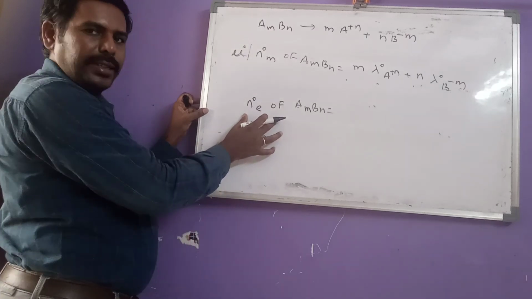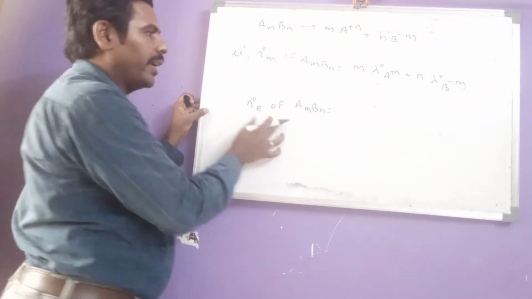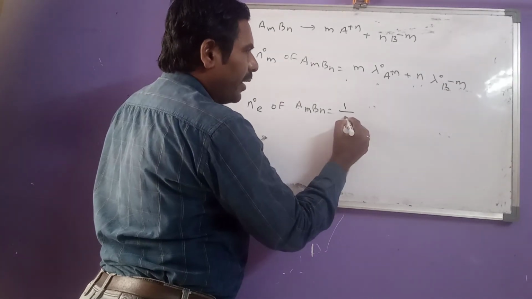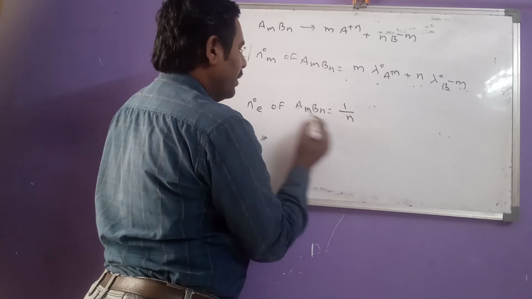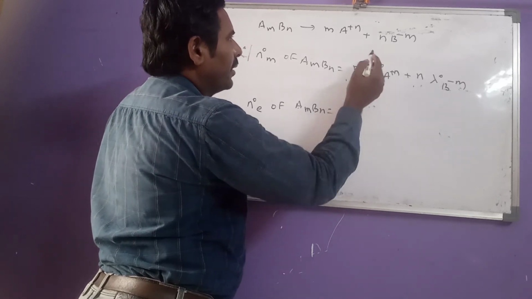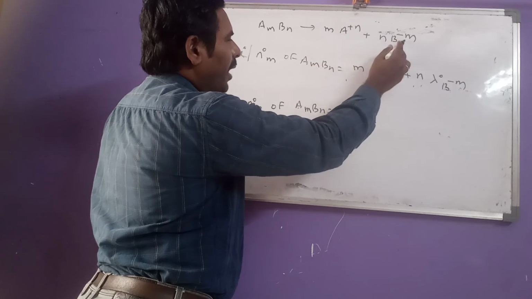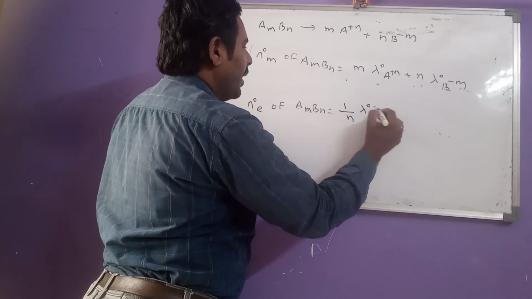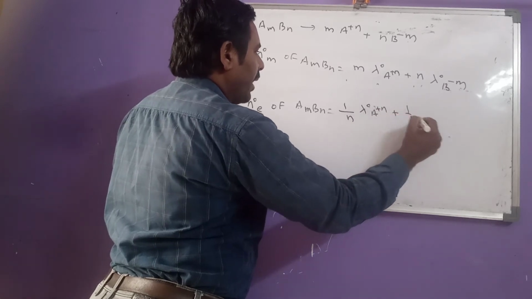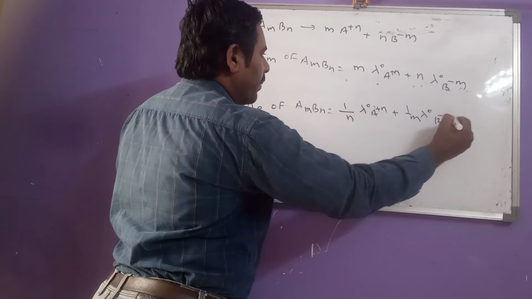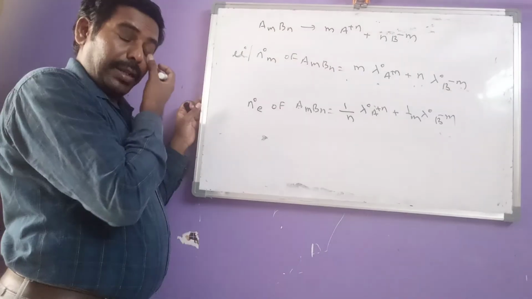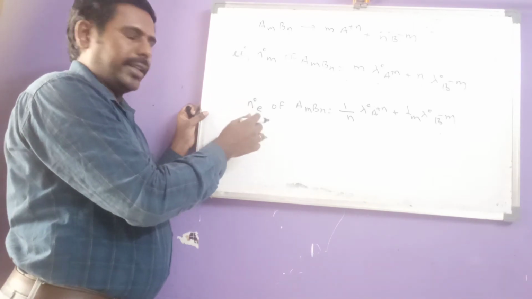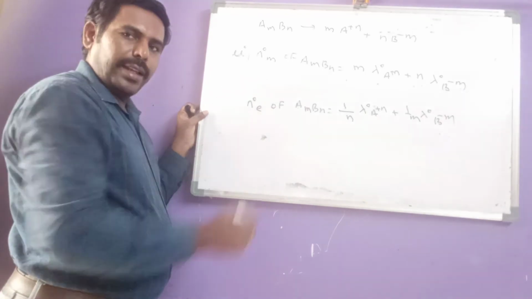To calculate equivalent conductance at infinite dilution, individual conductivities should be divided with their valencies. So A valency is n, B valency is m. So 1 by n into lambda naught A plus n, plus 1 by m into lambda naught B minus m. So this is the method to calculate equivalent conductance at limiting, at infinite dilution for an electrolyte.